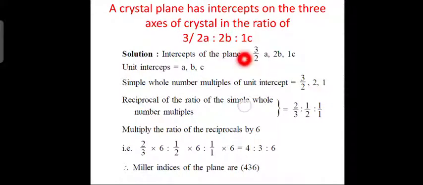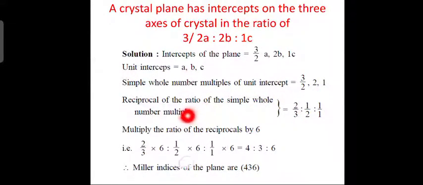Now the crystal plane intercepts the 3 axes of the crystal in the ratio 3 by 2a is to 2b is to 1c. Solution: the intercepts of the plane are 3 by 2a, 2b and 1c. Unit intercepts are a, b, c. Simple whole number multiples of the unit intercepts are 3 by 2, 2 and 1. Take the reciprocal: 2 by 3, 1 by 2 and then 1 by 1.